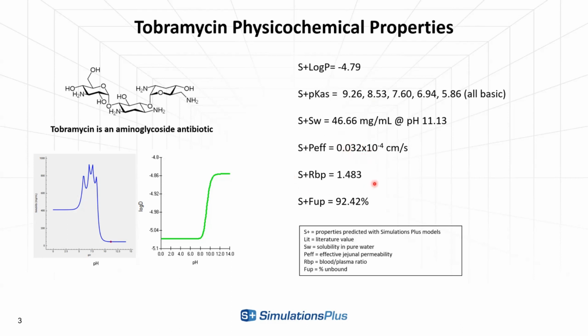Ratio of blood to plasma is predicted to be around 1.5 and fraction unbound in plasma is around 92.5. All these properties are in silico properties, so they were predicted by ADMET predictor version 11. And we will just use these properties for this exercise.